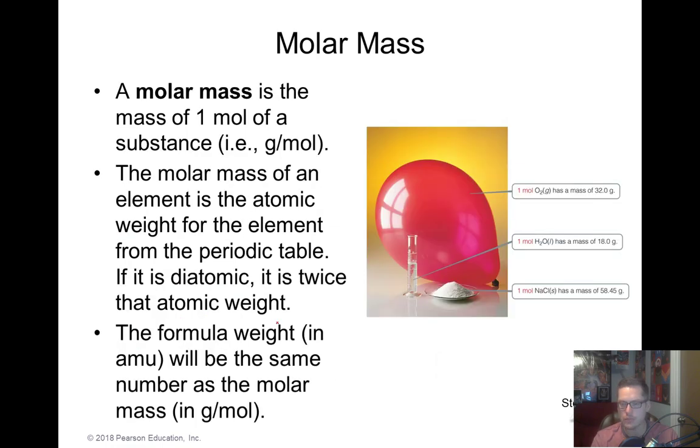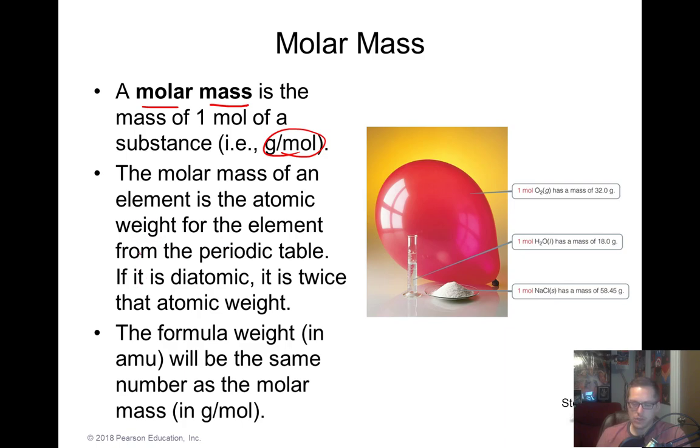Okay, so 6.02 times 10 to the 23rd atoms or molecules is the number of particles in 1 mole, okay? A couple other things we need to do before we do a little bit of math here, okay? This idea of molar mass, okay? A molar mass is the mass of 1 mole. That's why we call it molar mass, because it's the mass of 1 mole, and these are its units, grams per mole.